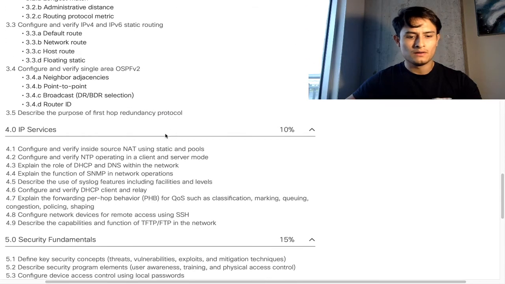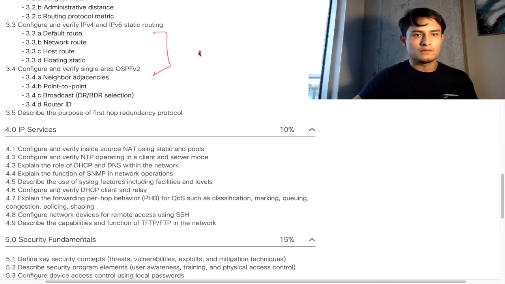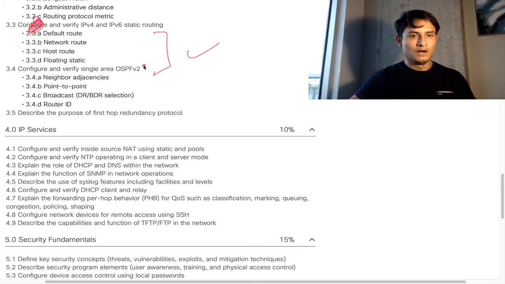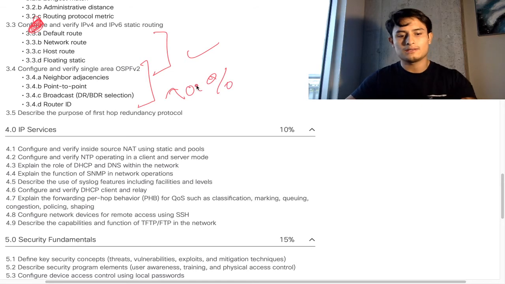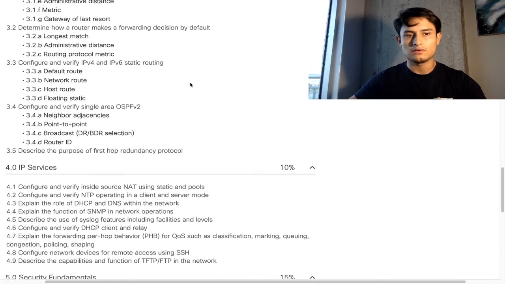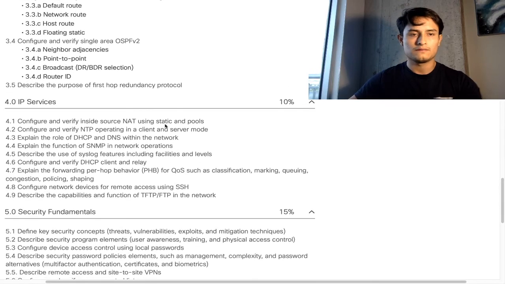Moving on. Okay, so here we go. Default routes. Yes, you need to know how to configure. Whenever you see configure, it's that you actually need to know how to configure. So you need to do your labs on it. Okay. OSPF. Yes, you need to know OSPF 100%. So pretty much everything that is in this section. IP connectivity, you need to know all of this, you know, network adjacencies, yes, all of it.